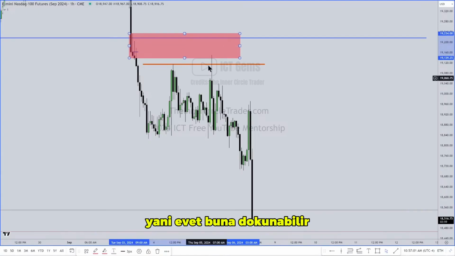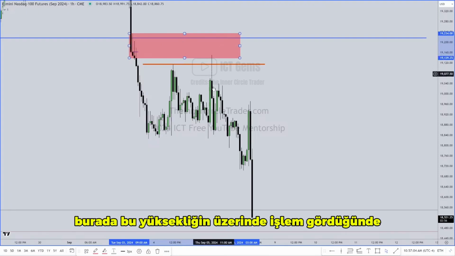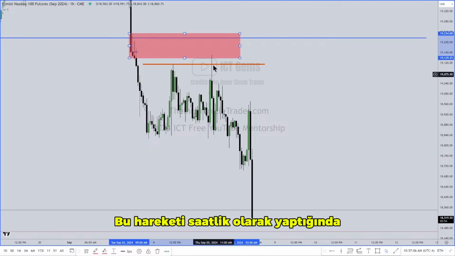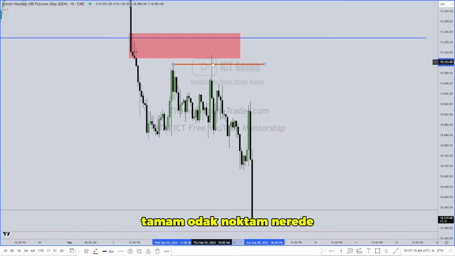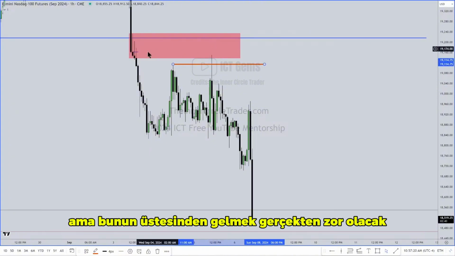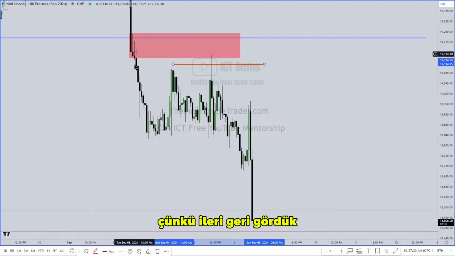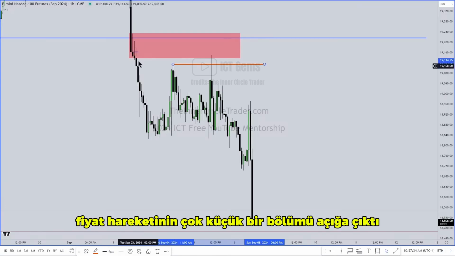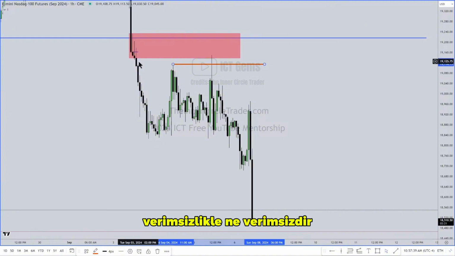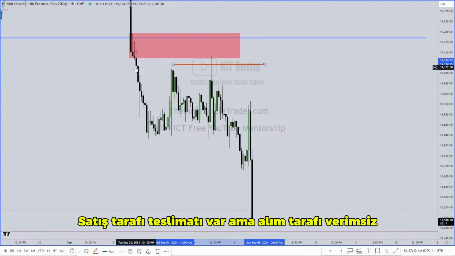So yes, it can touch this, but before we get to that range, when it's trading above this high here, doing this movement on the hourly, what can I use as an initial framework to say, okay, where's my focus? It's going up to this level, an extreme level, but it's going to have a real hard time getting above that because we've seen back and forth individual candlesticks overlapping in the same range. Then we have this right there where it leaves that balanced price range and leaves this tiny section of price action exposed with inefficiency. What is it inefficient in? It's sell side delivery, but buy side inefficient.